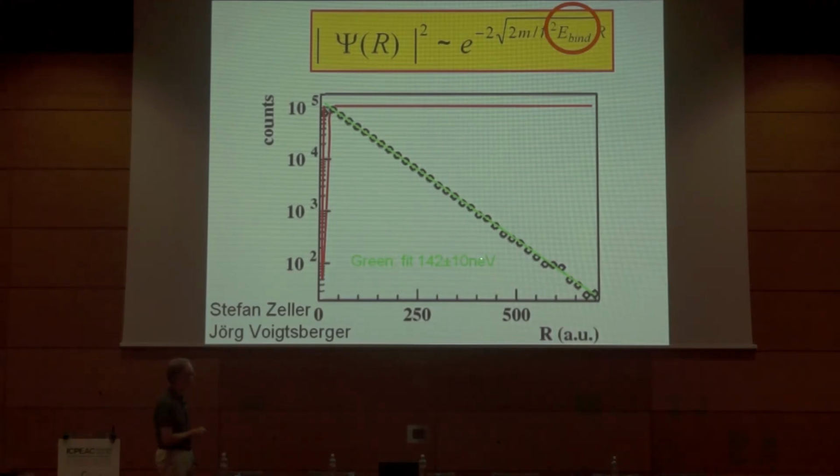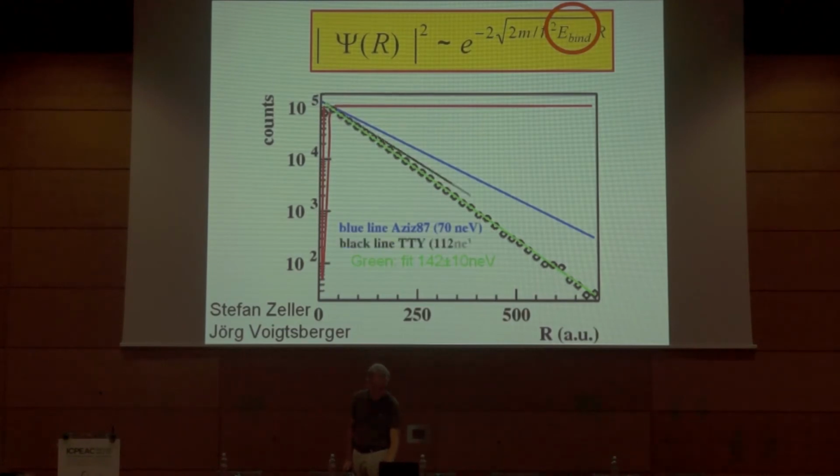And the current error bar is what's given here, 140 plus or minus 10 nanoelectron volts, which is obtained from the reproducibility of this number. The difficulty is to get a calibration for this axis. There are some problems with quantum mechanics: the ionization process itself imparts some momentum, and that slightly influences the Coulomb explosion. That is from two PhD works, by Stefan Zeller and Jörg Vogtsberger.